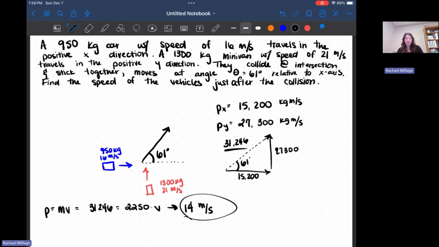So that's an example of how we would find things in an inelastic collision that's in two different directions, or in a two-dimensional plane. So now you should have the tools to finish the packet if you haven't already, and then to also work on the study guide later.